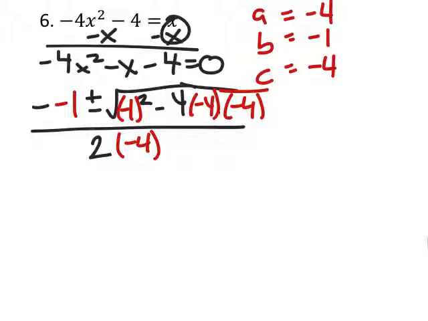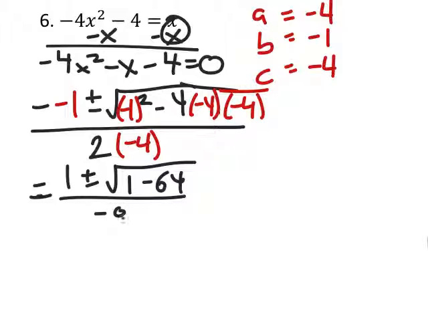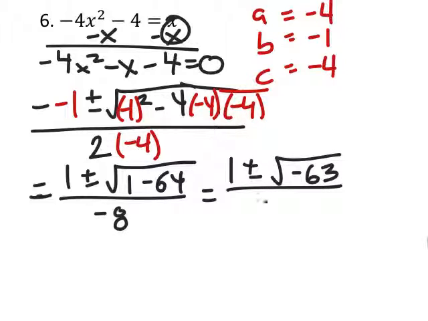Alright, so what this does for me is it gets me to 1 plus or minus the square root of 1, that's going to be minus a 64, all over a -8. Alright, now that's alright. We got 1 plus or minus the square root of -63, all over a -8. Now that 8 is negative, it doesn't matter where we place that negative. It just shows that the 1 is divided by a -8, and the square root of -63 is also divided by 8.